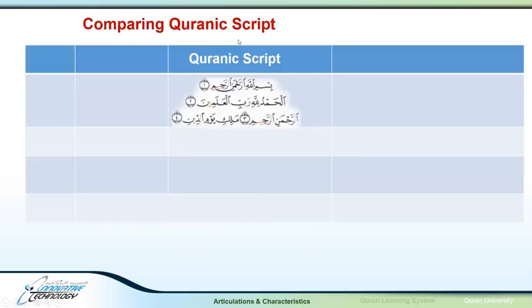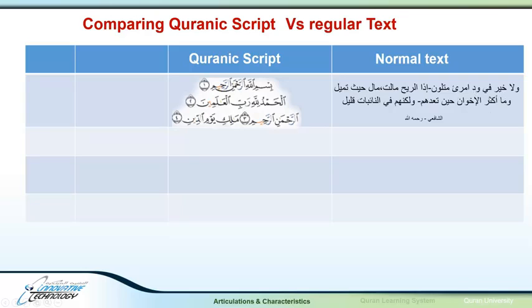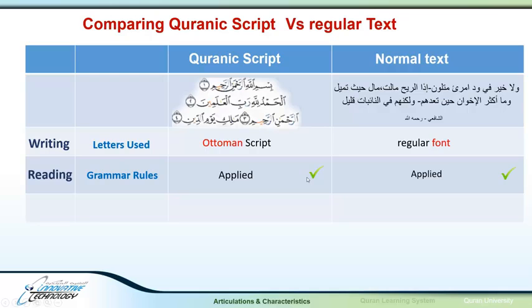Let's start by comparing Quranic script, as in Al-Fatiha here, versus a regular text like this saying of Al-Shafi'i rahmatullah alayh. Now, we'll compare first by the way of writing it and the letters used. In the Quranic script, we realize that the letters are a bit different from the regular font here, because we use what we call the Ottoman script. And in the regular normal text, we use a regular font. Now, in terms of reading, the grammar rules apply on both of the two cases, while Tajweed rules apply only on Quranic script, and are not applied upon reading the regular normal text.